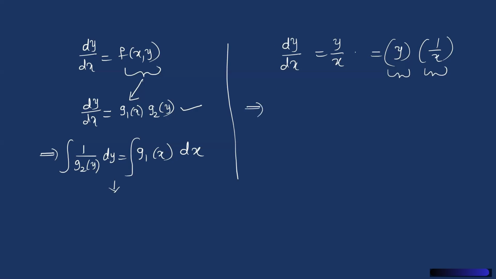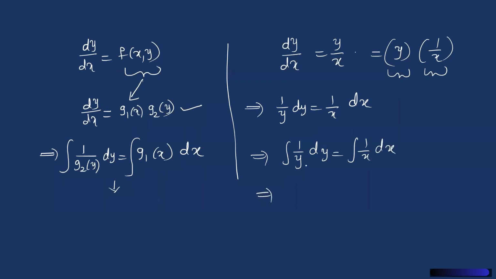Because you have dy in the numerator here, I'm bringing all functions of y to the left hand side. So it becomes 1 by y into dy is equal to, already here is a 1 by x, and then I'm sending dx to the other side, so it is dx. Next, we need to just integrate this on both sides, right? So then we'll get it like this: integration of 1 by y dy is equal to integration of 1 by x dx.